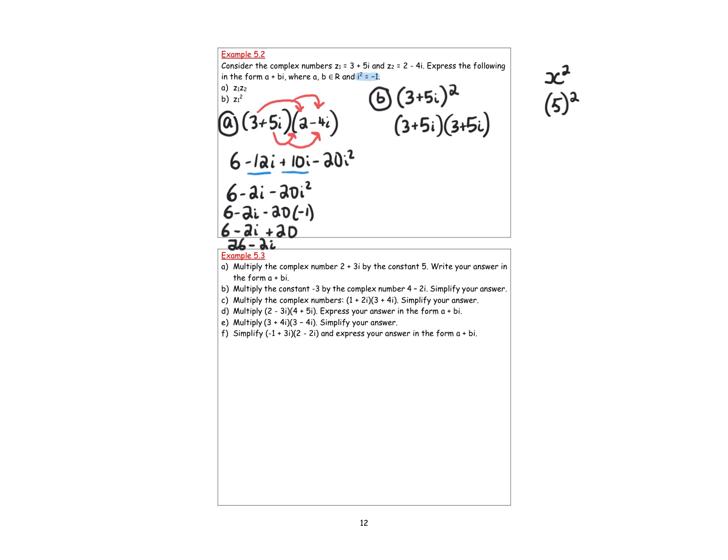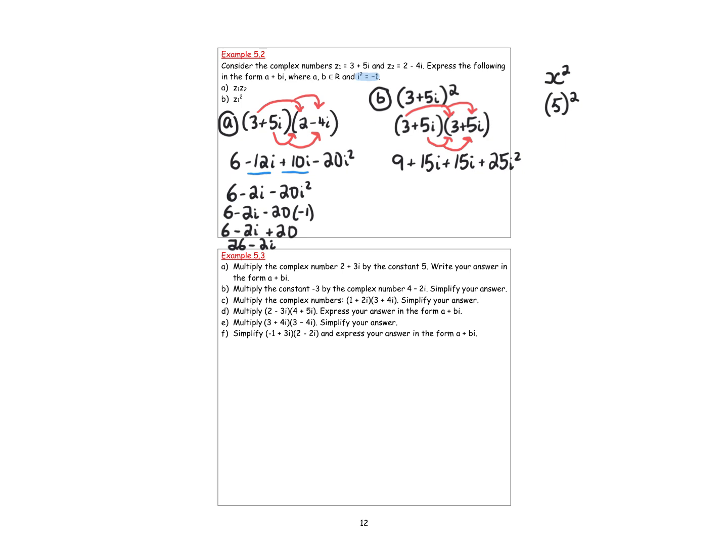Multiplying that out again, it's going to be 3 multiplied by 3, 3 multiplied by 5i, 5i multiplied by 3, and 5i multiplied by 5i. 3 by 3 is 9. 3 by 5i will give us 15i. 5i times 3 will give us 15i. And finally, 5i times 5i will give us 25i squared.